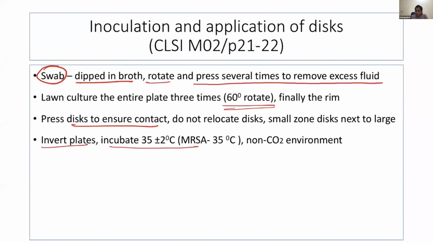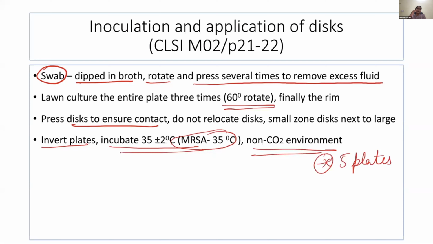Invert the plates and incubate at 37 degrees or 35 plus or minus 2 degrees, except for MRSA where it is 35, in a non-CO2 environment. So there are exceptions, but mostly antimicrobial AST plates should not be incubated in a CO2 incubator. And whenever you're incubating, another important point is you must not stack more than 5 plates.